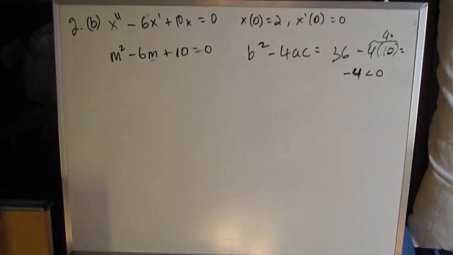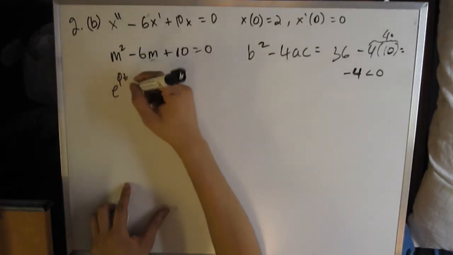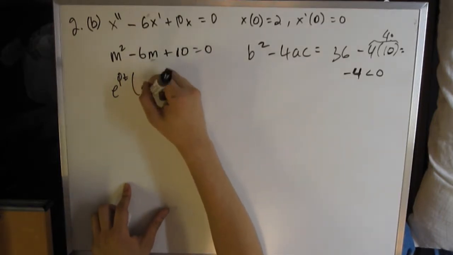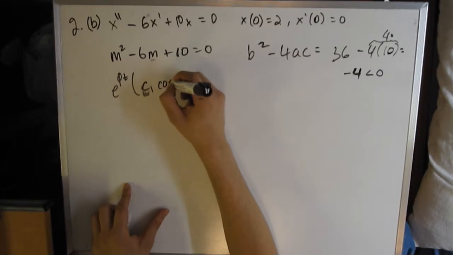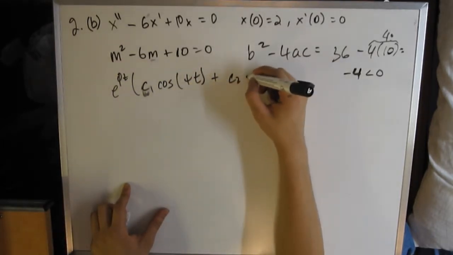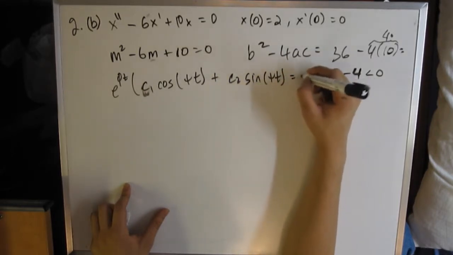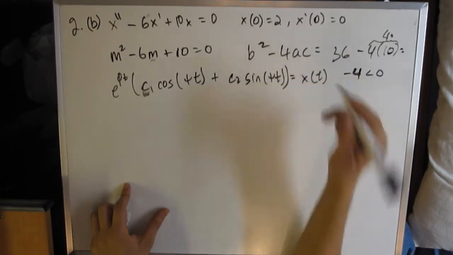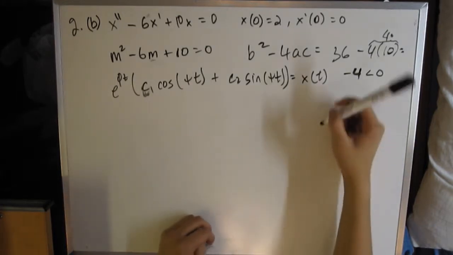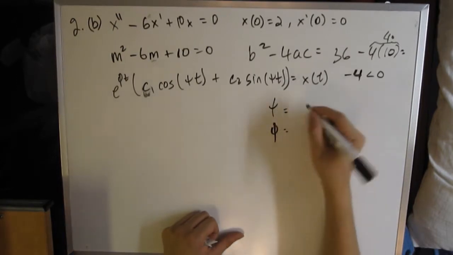So now that we know it's less than 0, we know our form is going to be something like e to the phi t multiplied by c1 cos psi t plus c2 sine psi t is equal to your x of t. So now that we have that equation, we'll just go ahead and solve for our psi and phi.